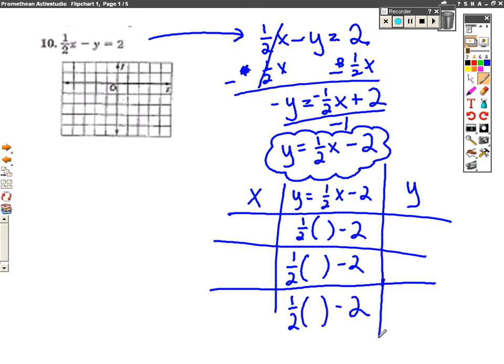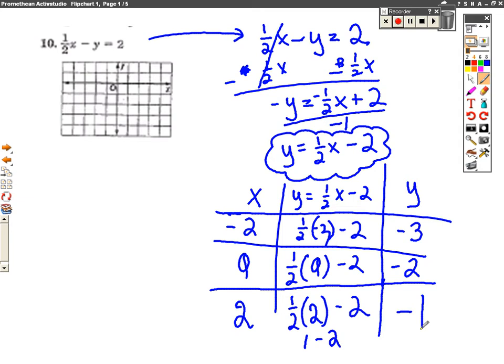Now, you could have picked whatever domains you want. I know I'm going to have to multiply by 1/2, which is dividing by 2. So I'm going to pick domains that are very easy to divide by 2, like -2, 0, and 2. And then you're just going to solve them so that you're able to find out y. So this one, you get -3, 1/2 times -2 minus 2. Here you get -2. And here, 1/2 times 2 is 1. 1 minus 2 is -1.